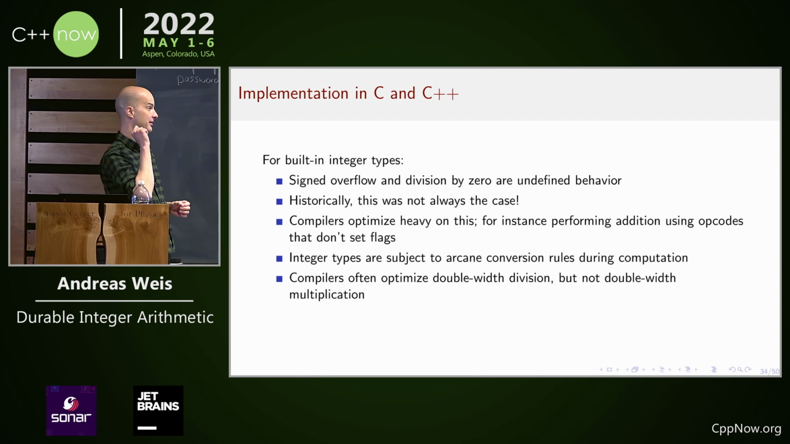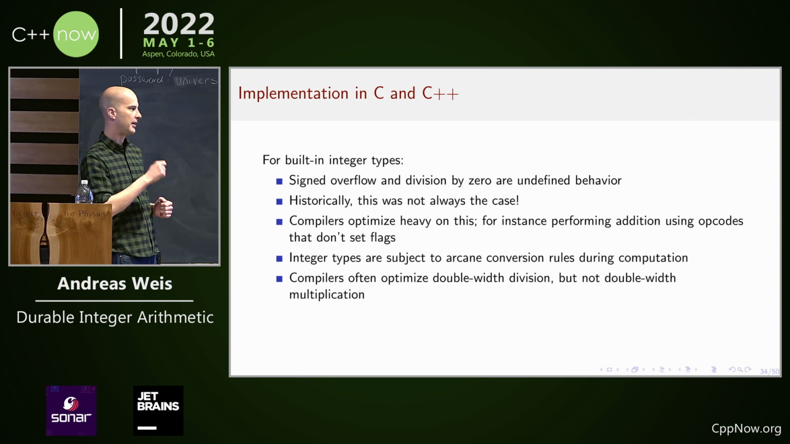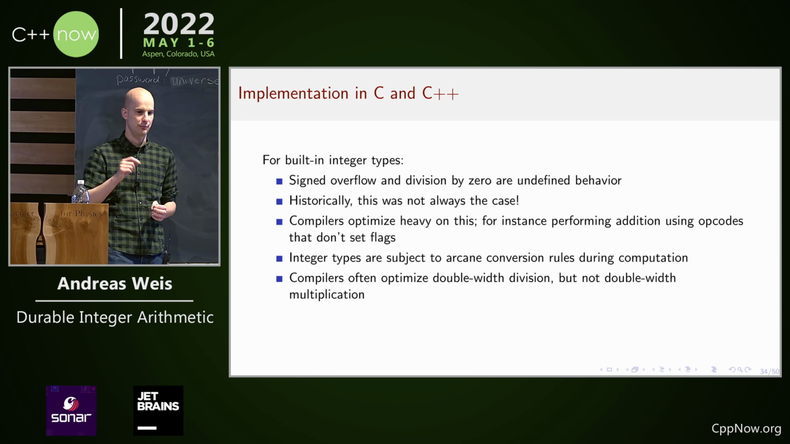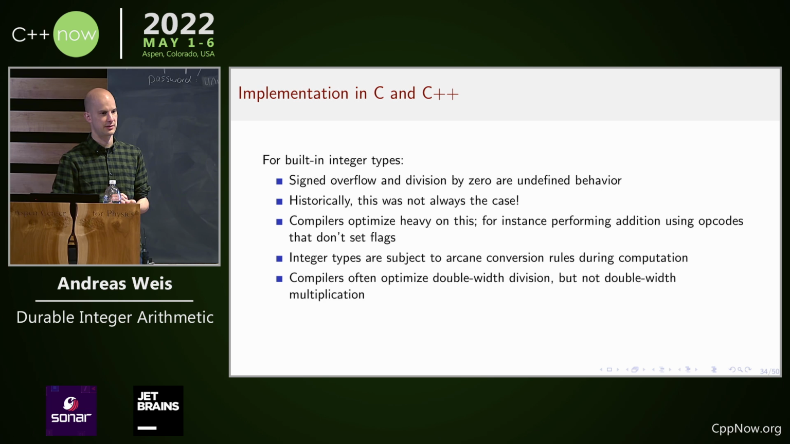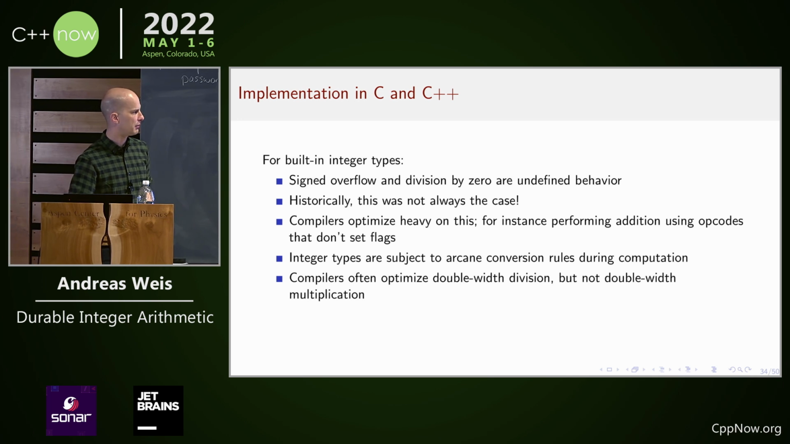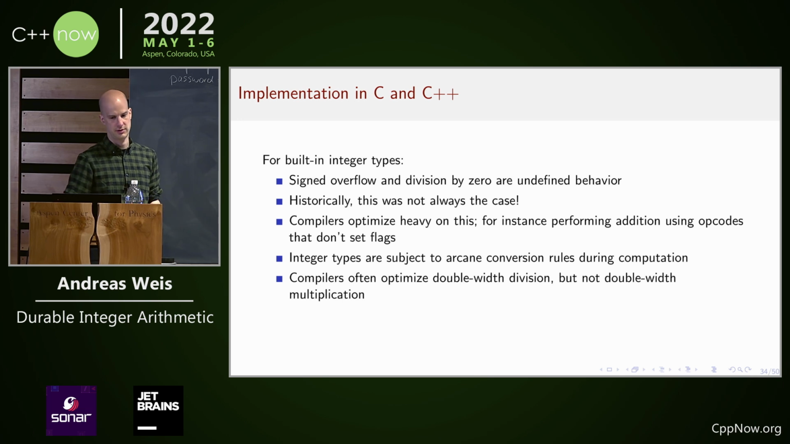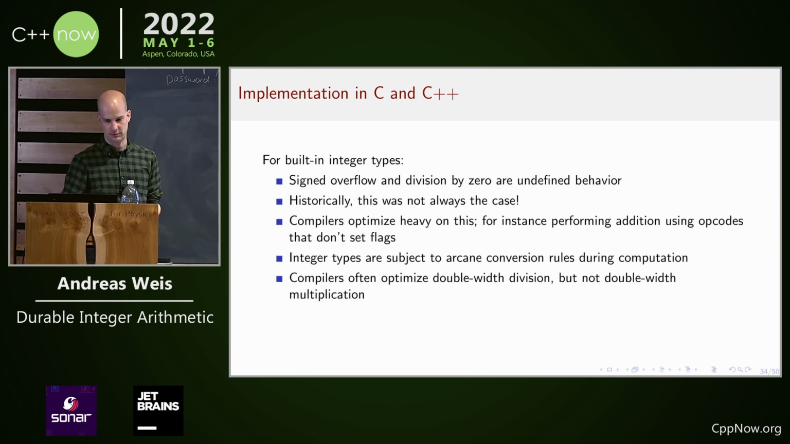Interestingly, compilers are able to optimize double width division pretty well. If you do a division followed by modulo on the same input arguments, you usually get only a single division opcode emitted, and it does the double width thing. For double width multiplication, I have not found a way to trick the compiler into using the wide multiplication opcode.